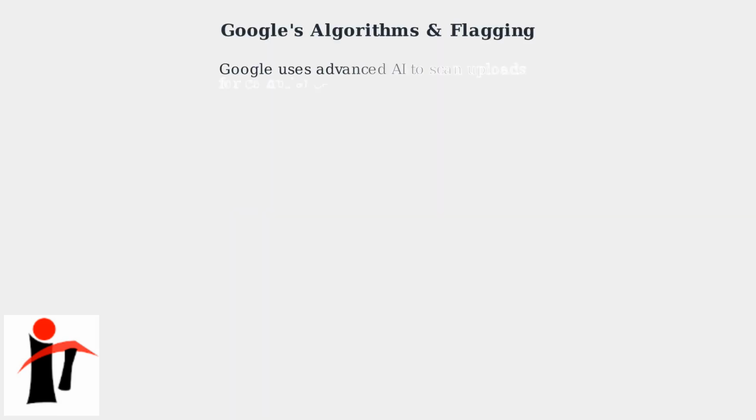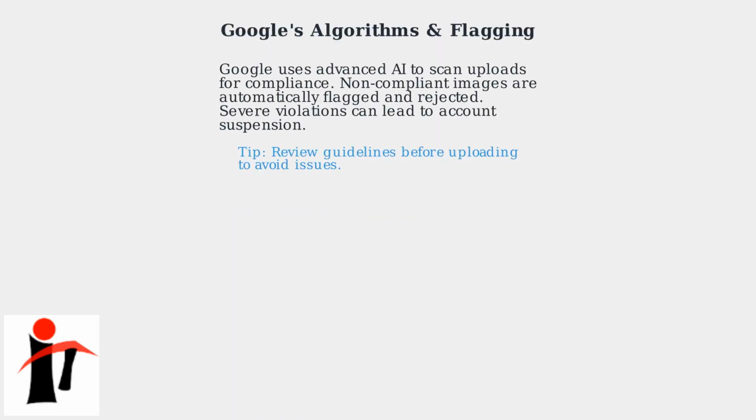Google's algorithms actively monitor all uploads using AI technology. This includes checking for copyright violations, inappropriate content, and other policy breaches. If an image is flagged as non-compliant, it will be rejected immediately, preventing it from appearing on your profile. In cases of repeated violations or severe infractions, this can escalate to temporary or permanent account suspension. To avoid these issues, always carefully review Google's business profile guidelines before uploading any content.